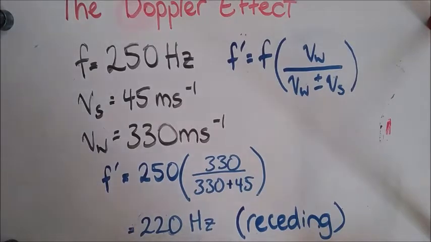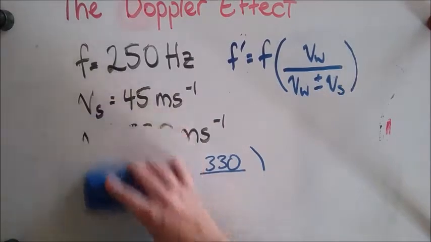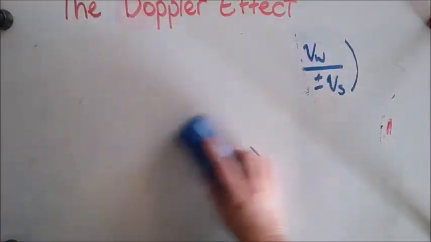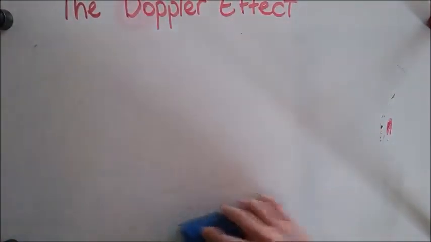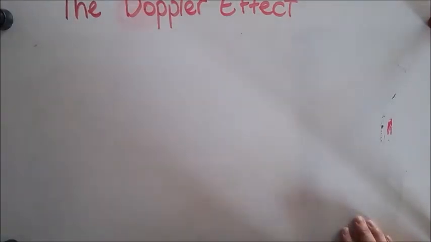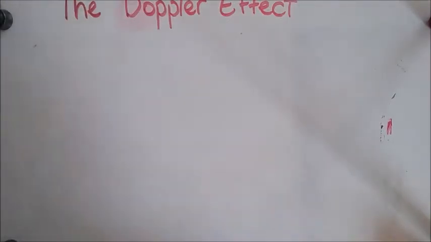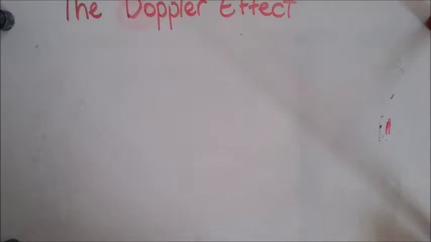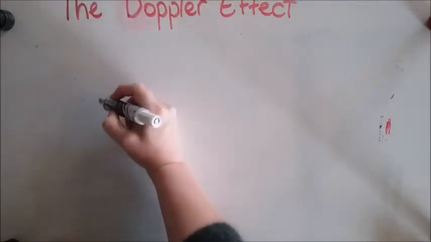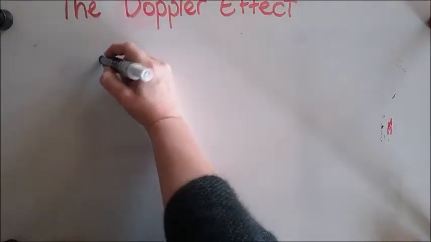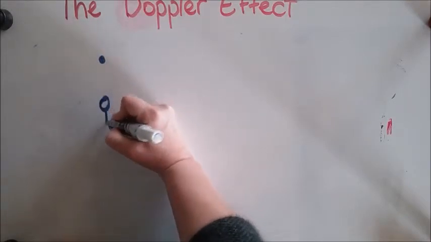Now, a common follow-up question to this you'll hear is, why does the stationary observer hear 250 hertz just as the motorcycle is passing them, or when the motorcycle is directly opposite them, or some words to that effect? It's basically asking, why do you not hear the Doppler effect as the source is exactly opposite the person? So to think about that, here's your source and here's your person.